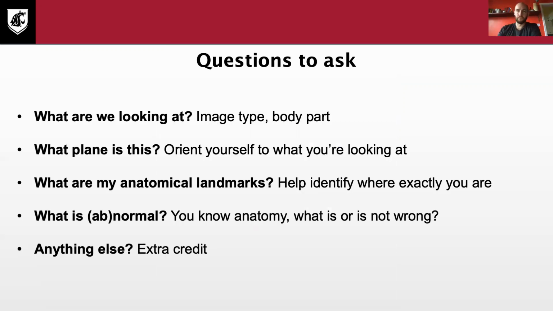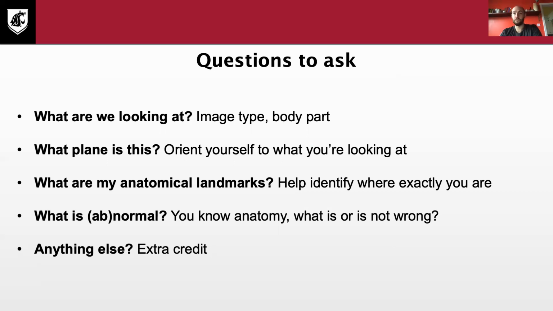Questions I like to ask, and we're going to practice these every time today. What are we looking at? Is this right arm, left arm, leg, elbow, wrist, hand? Most of it today is just upper extremity. What plane is this? That's just good practice. What are my anatomical landmarks? Here we're trying to figure out, where am I looking? What can I easily identify to help orient myself? And then we can work our way out from there.